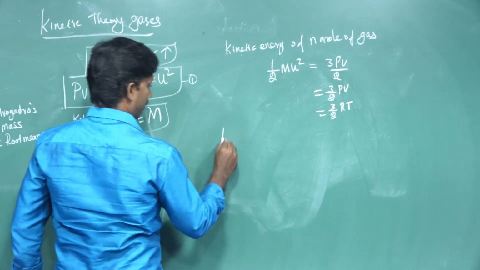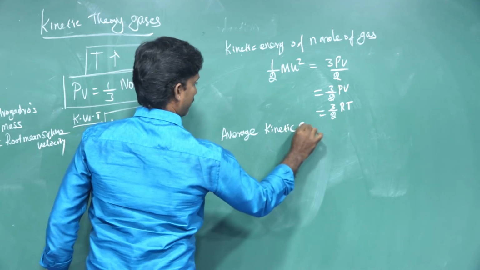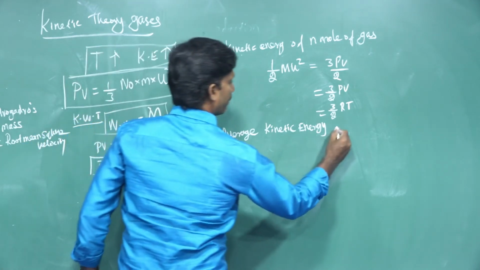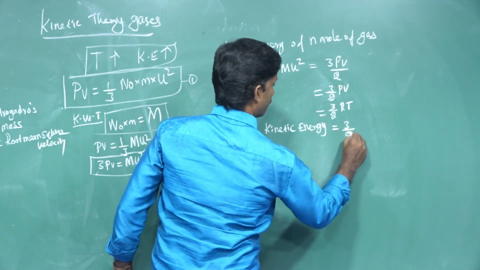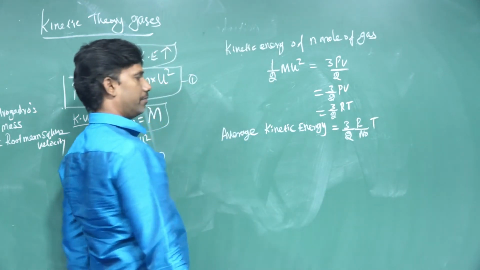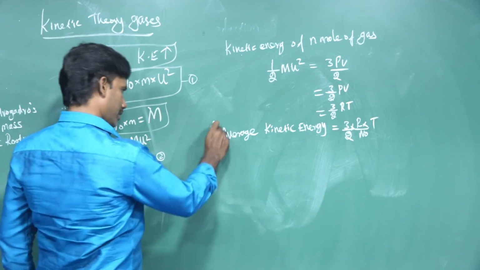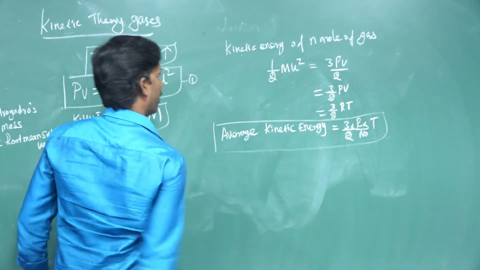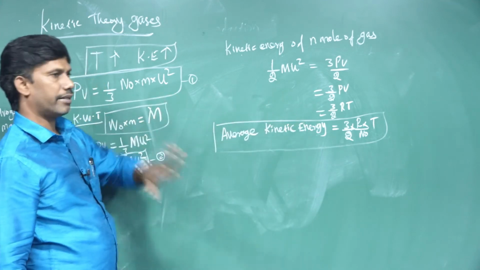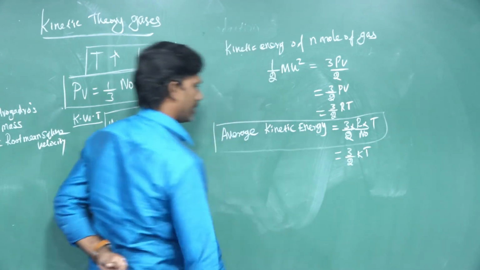For average kinetic energy, average kinetic energy equal to 3 by 2 R by N0 T. This N0 is nothing but the Avogadro number. So we can write 3 by 2 into RT by N0. This is the average kinetic energy. The earlier expression is for N moles; for the average kinetic energy you divide the equation by the Avogadro number. Then it is simplified to 3 by 2 kT. This is the average kinetic energy.